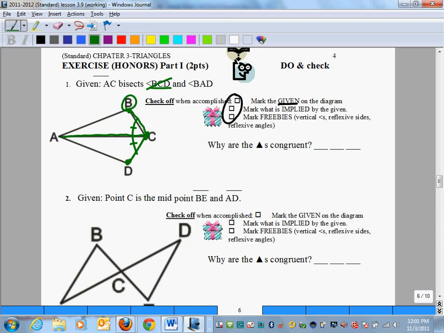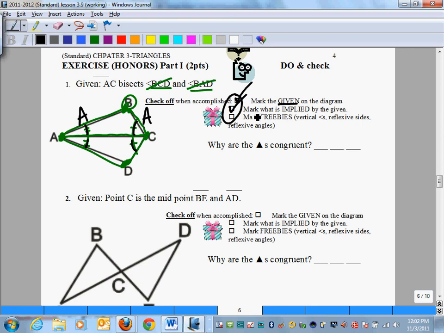Okay, then the next one, BAD. We go B, go to A. Dalton, join us. D, sweep, and double hatch. Now, here's your checklist. We're done with our given. What's implied by the given is that this is equal, so we put an A for a pair of angles. And these are equal, we put an A because we have a pair of angles. Check the word implied. Check implied.